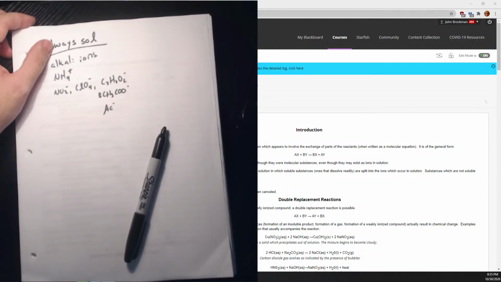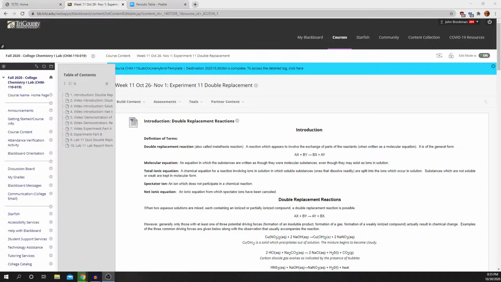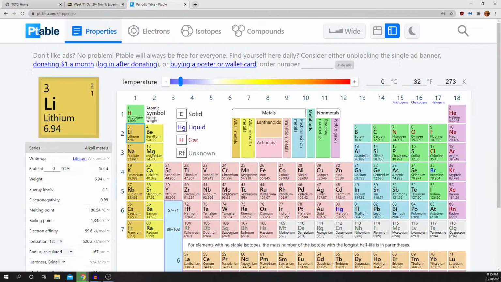Just a quick reminder, when I say alkali, I'm talking about these guys. This first column of the periodic table, those are the alkali metals. And they form a 1+ ion. So if you see one of those guys in a salt, they will always be soluble.